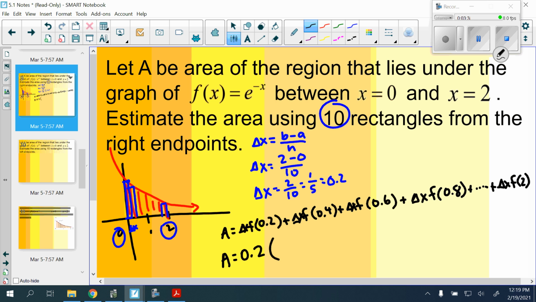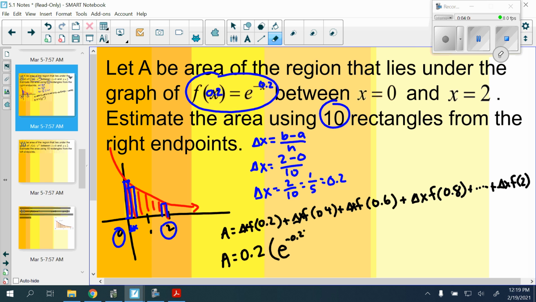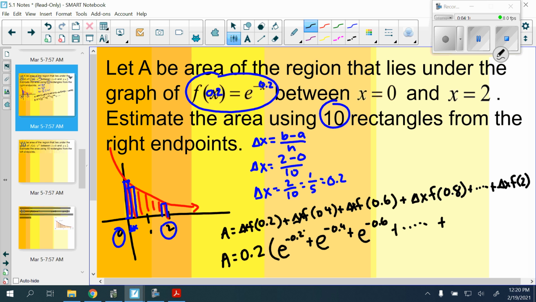And then it would be all these heights. So what is f at 0.2? Well, we're putting the value into our function here. If we wanted this at 0.2, that means we're putting 0.2 in for x. It would be e to the negative 0.2. Our next one, we're adding all these heights together, so we put in the next one, which would be 0.4. The next one would be, etc., all the way till we get to the last one. The last value we'd be putting in is negative 2.